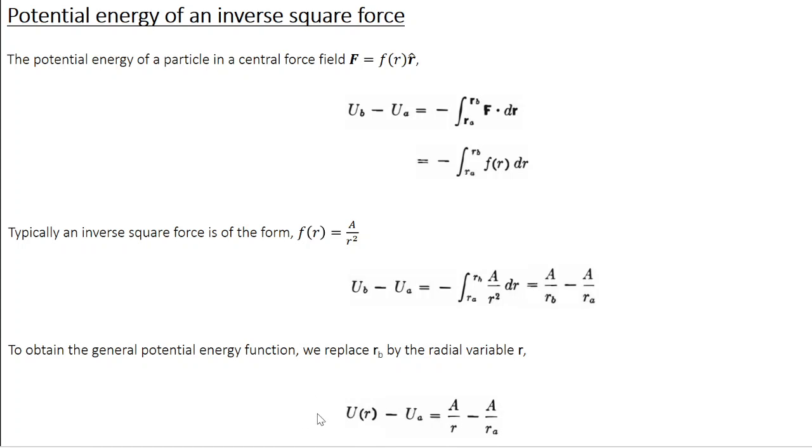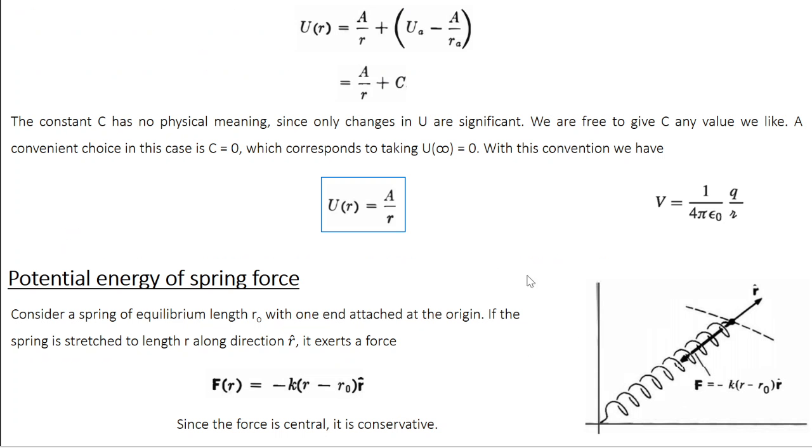Now my aim is to find potential energy at a given point R. So you rearrange the terms, you get U of R equal to A over R plus [U of A minus A over RA]. Now look at the term inside the bracket. U of A is potential energy at a given point A, which is a constant. A is a constant, and for a given position, the position vector is also a constant. So this is A over R plus a constant C.